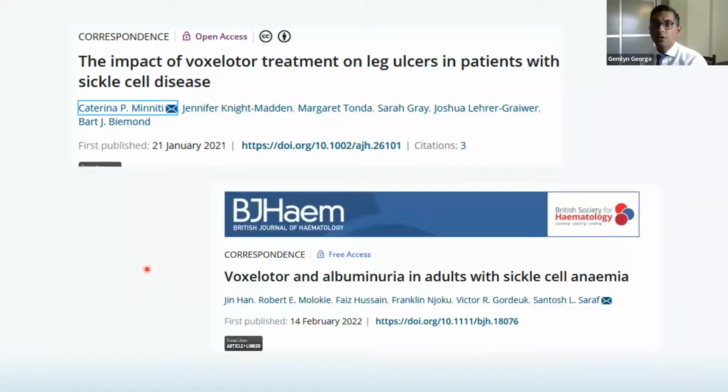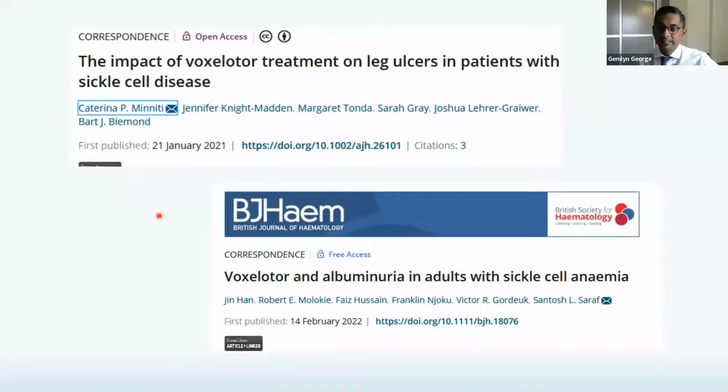Since the publication of the initial HOPE trial in 2019, two other papers came out looking at pleiotropic effects of voxelotor on organ damage. So as you can imagine, the first initial endpoints were focused on hemoglobin increase, but these two papers looked at, on one end, leg ulcers, and then the other on albuminuria. Within the leg ulcer paper, this is a subset analysis of the HOPE trial. They showed that 5 out of 5 patients in the voxelotor 1500 group had an improvement in their leg ulcers or resolution, while only 5 out of 8 in the placebo group, or 60%, had an improvement in the placebo group.